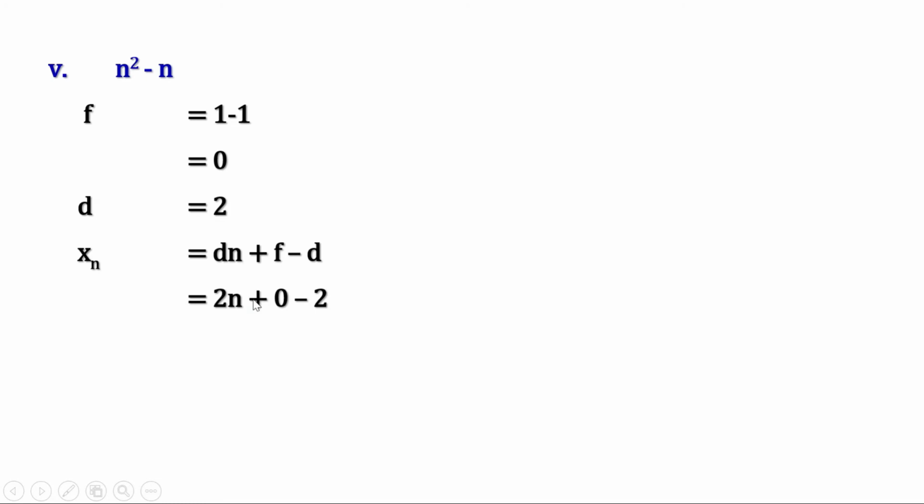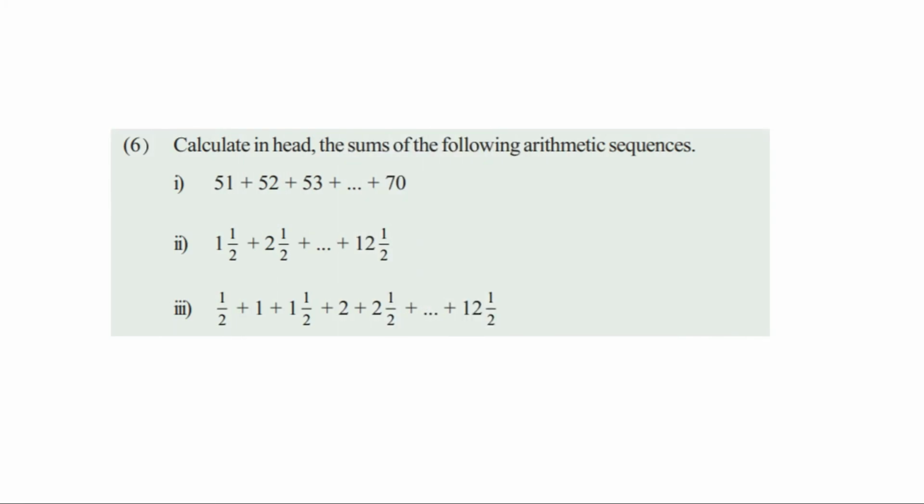Now the fifth part, n square minus n. First term is 1 minus 1, that's equal to 0. Common difference is 2 into 1, that's equal to 2. So the nth term is dn plus f minus d, that is 2n plus 0 minus 2, that is 2n minus 2. Now the next problem, calculate in head the sums of the following arithmetic sequences. Let us take one by one.